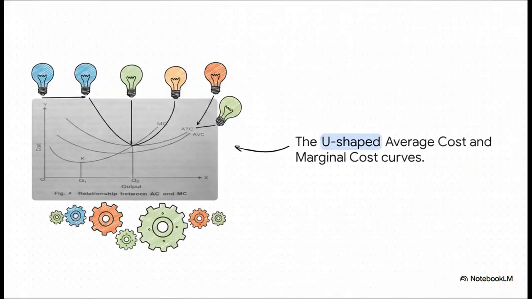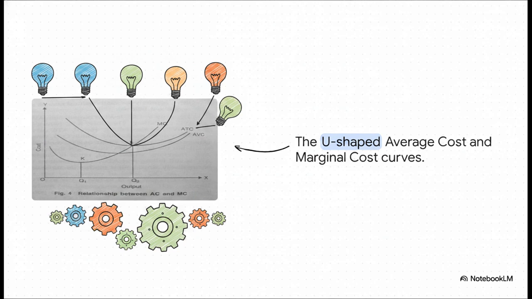Take a look at this. Notice the really distinct U shape of our average cost curve here. You might be wondering, why does it look like a giant U? Well, it all comes down to the law of variable proportions. At first, as a firm employs more variable factors on a fixed factor, the average cost falls. But eventually, and this happens every time, as you keep cramming variable factors onto that same fixed factor, the average cost inevitably starts to climb back up. So the curve falls, bottoms out, and rises again.